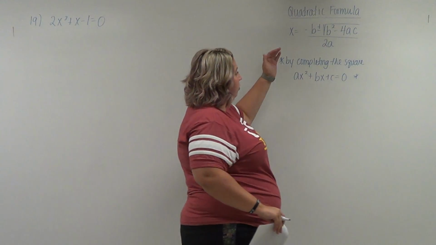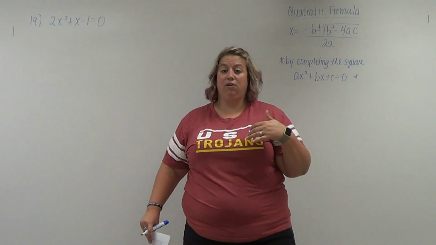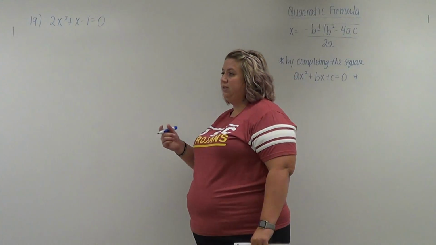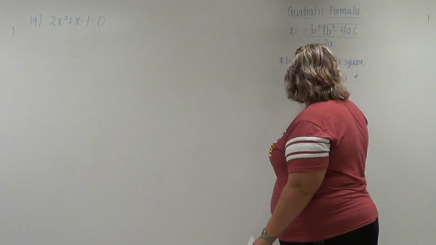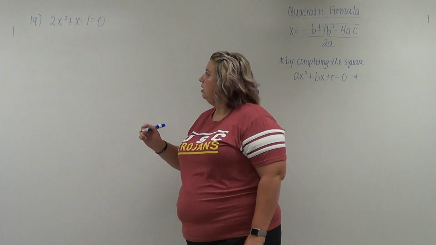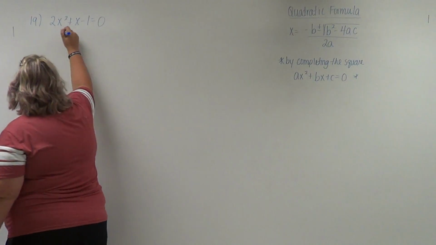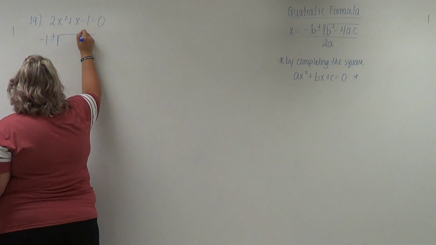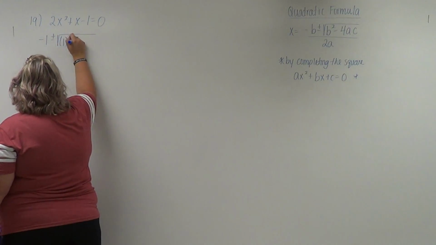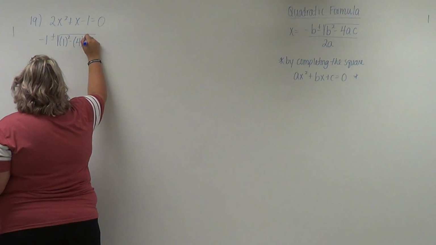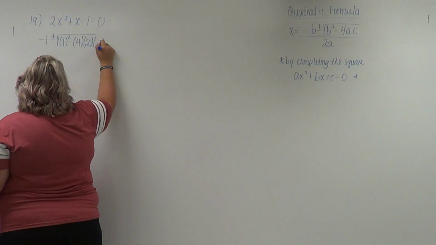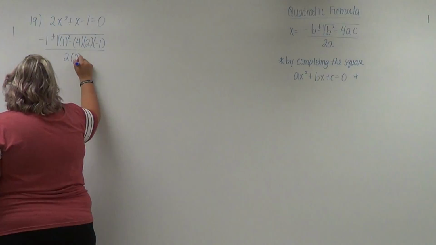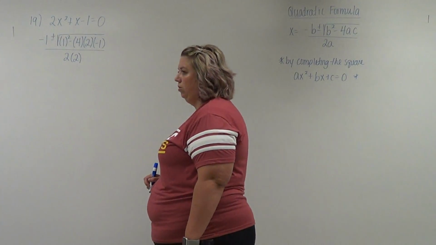Okay, in order to use the formula, you have to have it equal to 0. So this one's equal to 0. Okay, A, B, and C. A is number in front of x squared, B is number in front of x, C is your constant. So then we just solve. So opposite of B is supposed to be negative 1 plus or minus the square root of 1 squared minus 4 times 2 times negative 1 all over 2 times 2.